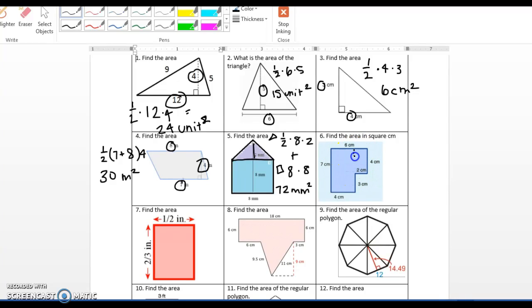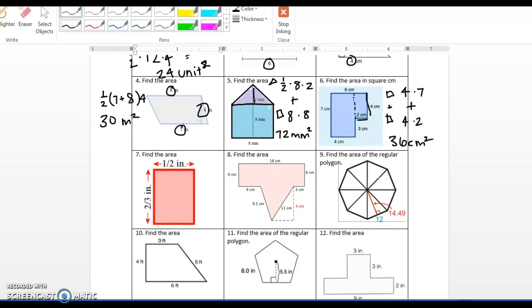I'm going to split my shapes up right here, and I've got 2 rectangles. Rectangle plus another rectangle. So I've got 4 times 7 plus, let's see, 4 is right here and 2 is right here. So 4 times 2, which equals 36 centimeters squared. Number 7, find the area.